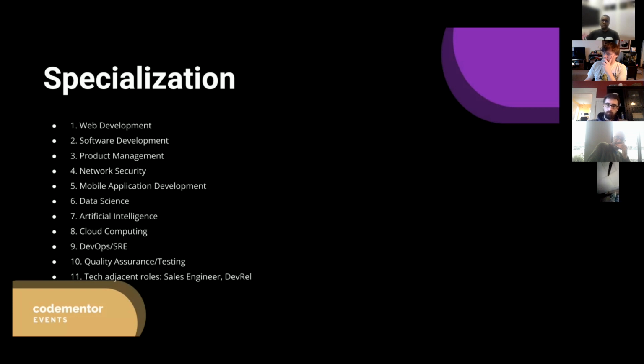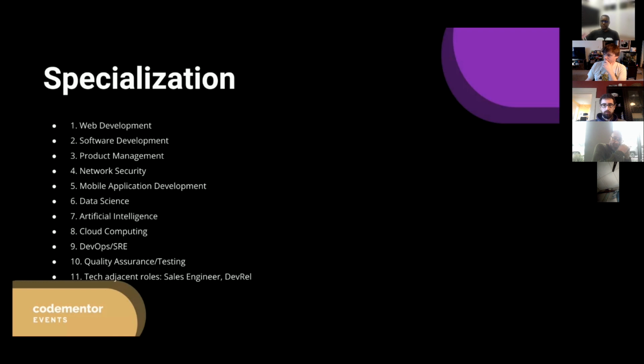Then we also have the quality assurance engineers and the test engineers. The software engineers would build the application, and the quality assurance engineers and the test engineers are the ones that would test the application and make sure that it is working as expected, as bug free as possible, and ready to be shipped for production. And then we also have the tech adjacent roles.